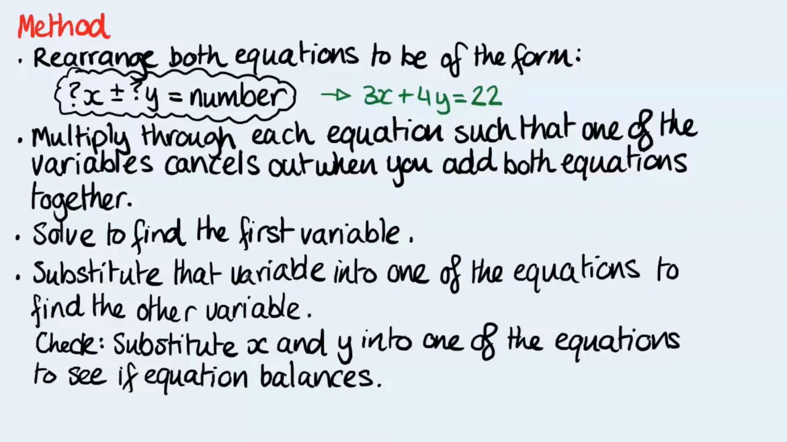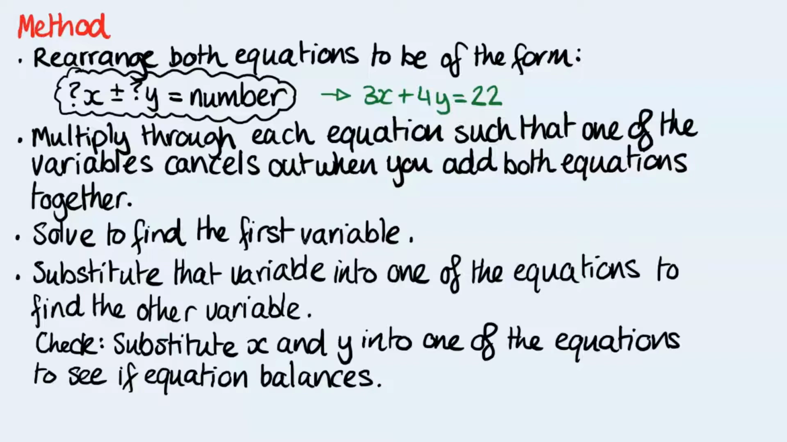So the first step is to rearrange both equations so that you have the number on the right hand side and then the x and the y terms on the left hand side, okay? So just like this format, 3x plus 4y is equal to 22, okay? It'll be a single x and a single y. It won't be an x squared or a y cubed. It'll just be a single x and a single y, okay?